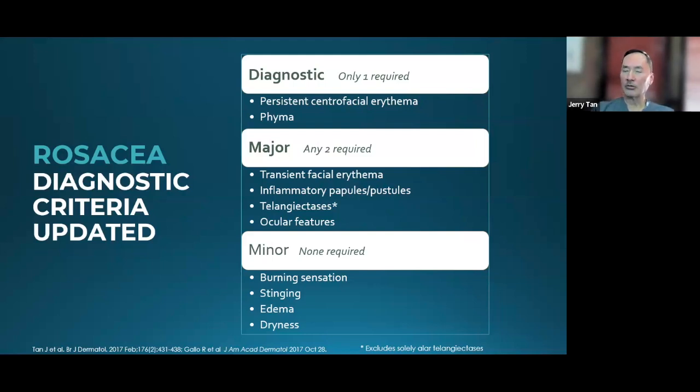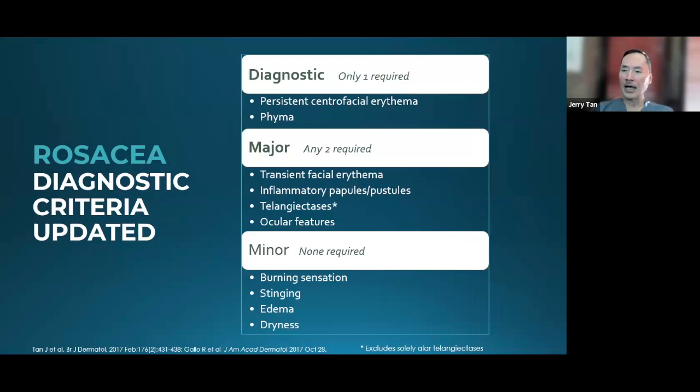And then the major criteria for diagnosis include any two of the following: transient facial erythema, inflammatory papules and pustules in absence of comedones, telangiectasias, as long as you exclude the ones that are solely alar telangiectasias. Why? Because those ones are ubiquitous in patients who just have normal skin. They don't have to have rosacea to have telangiectasias in that location.